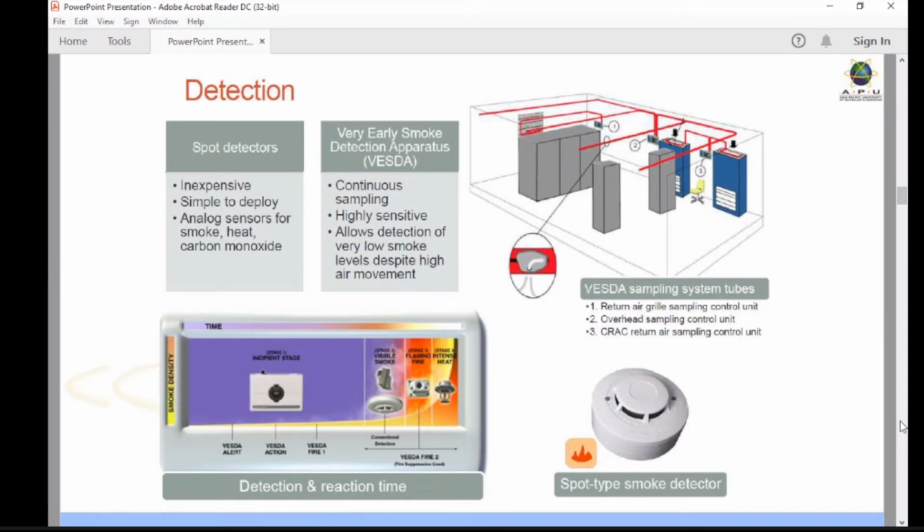So for detection, we use these spot detectors, okay. Spot detectors are inexpensive, not very expensive, simple to deploy, okay. VESDA: analog sensors for smoke, heat, carbon dioxide, carbon monoxide. So there are two components. One is carbon dioxide, okay. Another is carbon monoxide. So I don't know if you know about this or not.